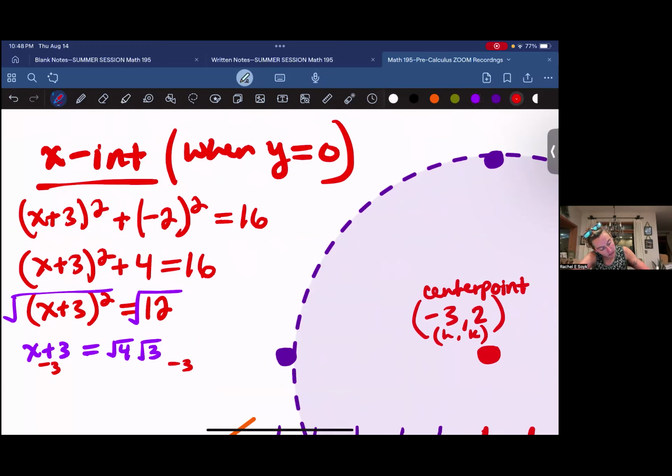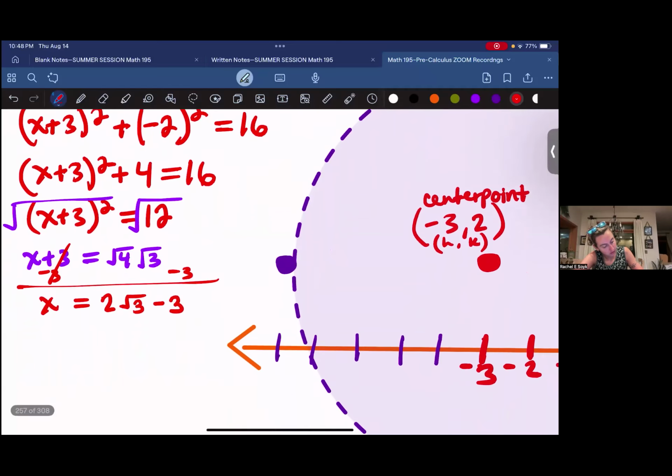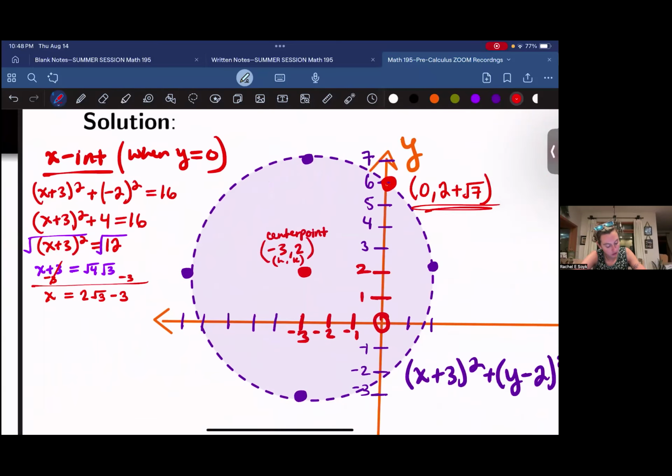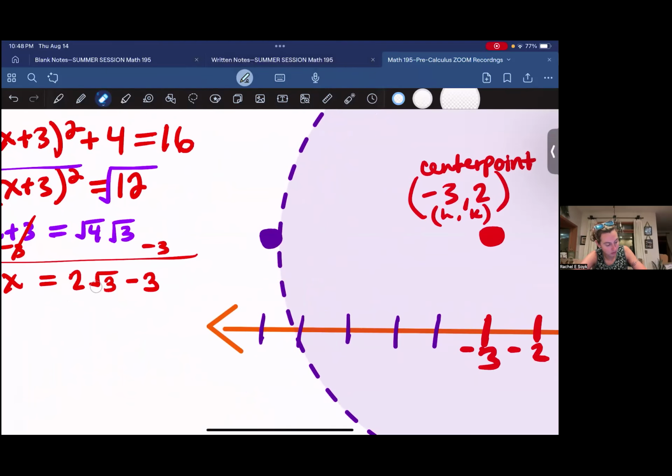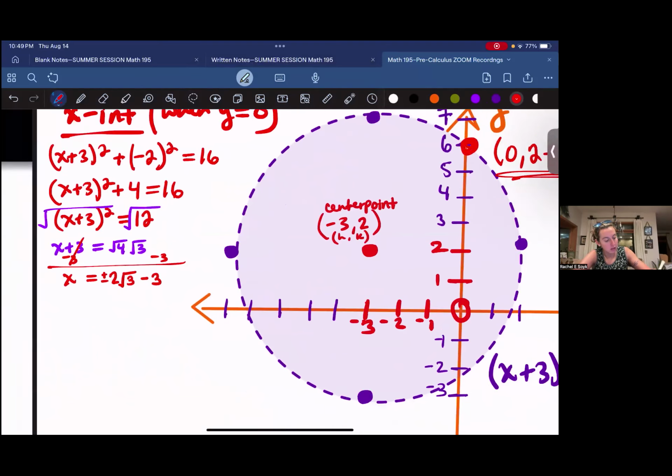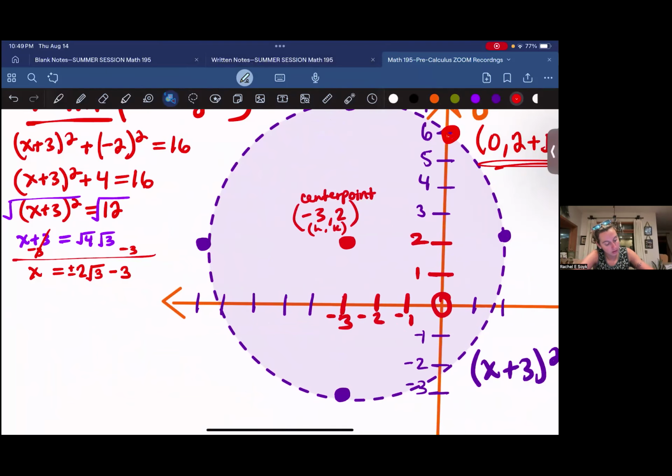Subtract 3 from both sides. And the square root of 4 is just 2, so we end up getting 2 square root of 3 minus 3. And we really should put in, this is what I actually forgot. When you take the square root, you potentially have the positive and negative version. So it's really a plus or minus 2 square root of 3 minus 3.